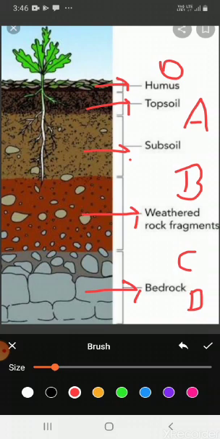Humus is the upper layer of soil. Topsoil is the medium that supports all types of plant life. Subsoil lies below the topsoil, which supports moisture. Weathered rock lies below the subsoil. Bedrock forms the bottommost layer of the soil profile.